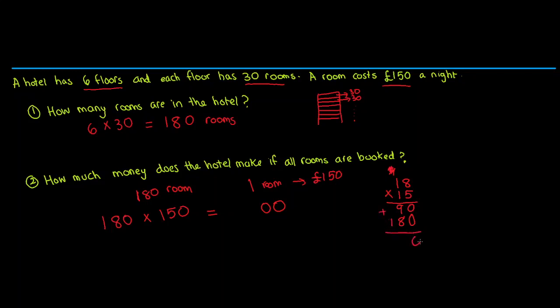0 plus 0 is 0. 8 plus 9 is 17. And 2. So it costs this much. The hotel makes this much money if it is renting out all of its rooms.